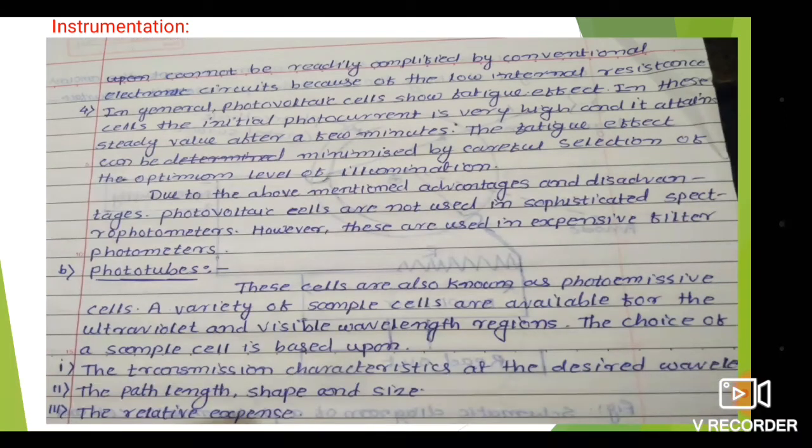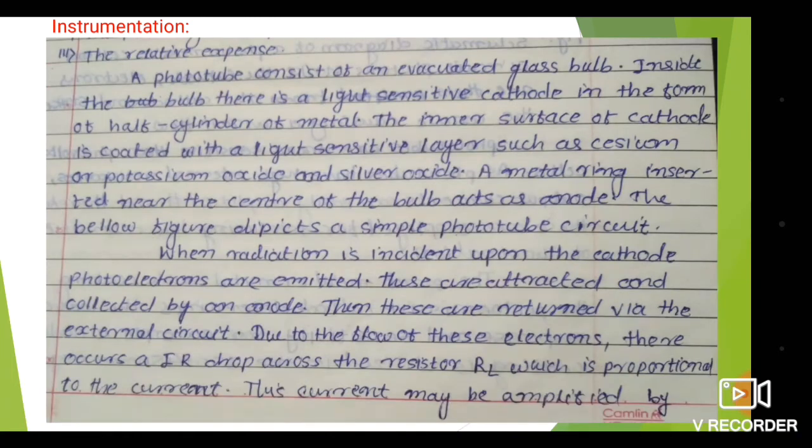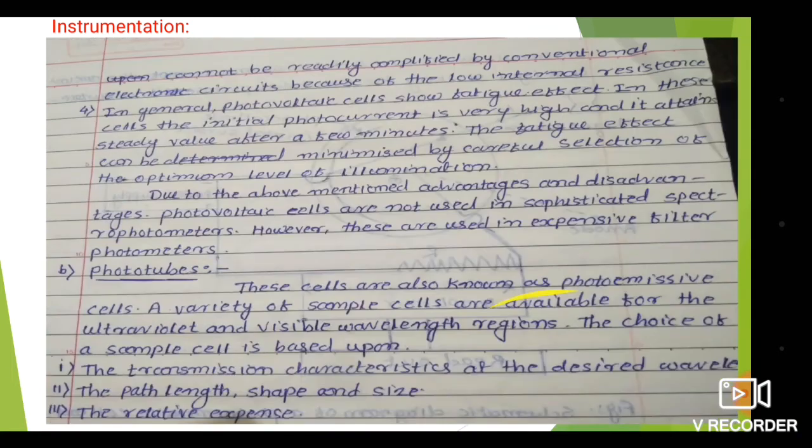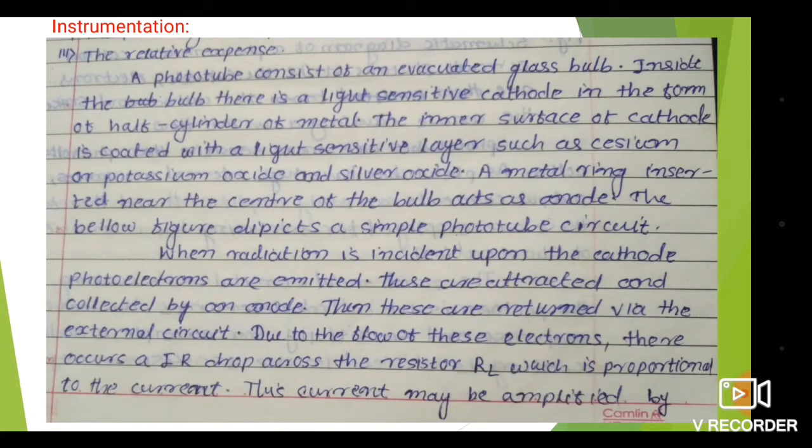The phototubes, these cells are also known as photoemissive cells. A variety of sample cells are available for the ultraviolet and visible wavelength region. The choice of a sample cell is based upon the transmission characteristics at the desired wavelength, the path length, shape and size, as well as the relative expense.